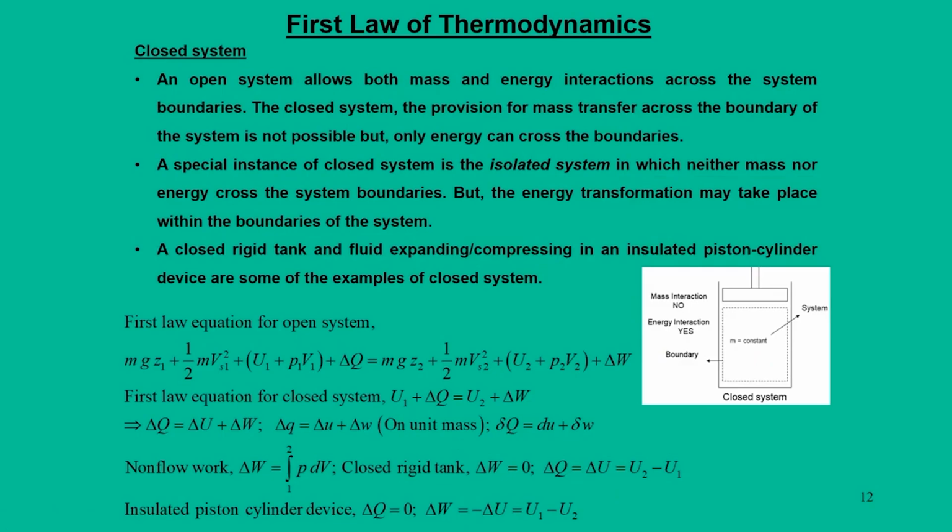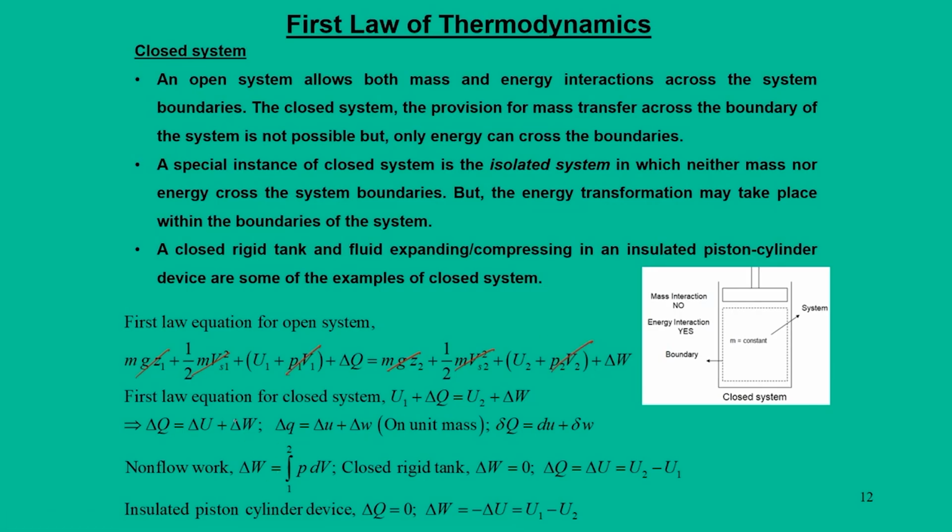Now, moving to closed systems. In closed systems, we mentioned there is only energy interaction, there are no mass interactions. So, if you start with our basic equation, the first law for open systems, and try to apply it for closed systems, many terms will get cancelled. That means we do not have these terms because the first law does not allow them, and the flow energy term will also vanish.